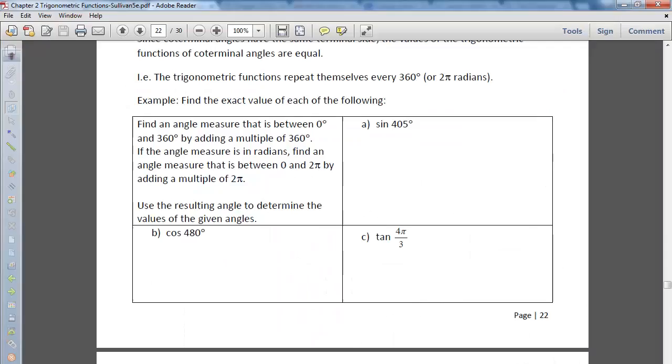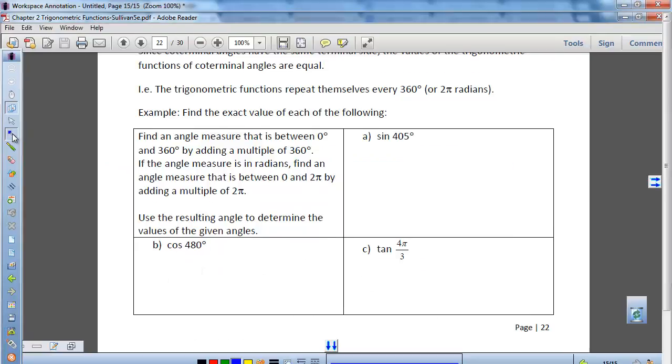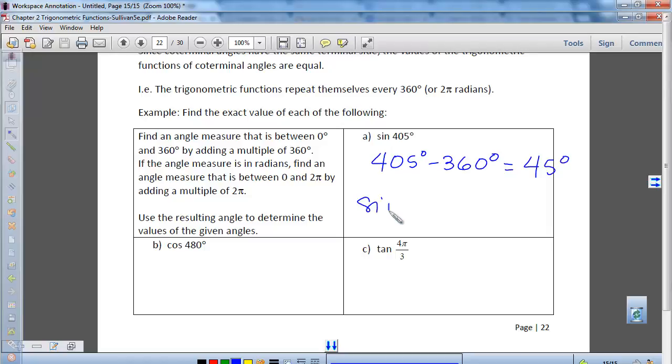If I want to evaluate sine of 405 degrees, I'm going to find an angle that's coterminal to 405 degrees between 0 and 360. And really, the only thing I need to do is just subtract 360 degrees. We get what? 45 degrees. And we should know everything that there is to know about a 45-degree angle. So sine of 405 degrees is equal to sine of 45 degrees, is equal to what?